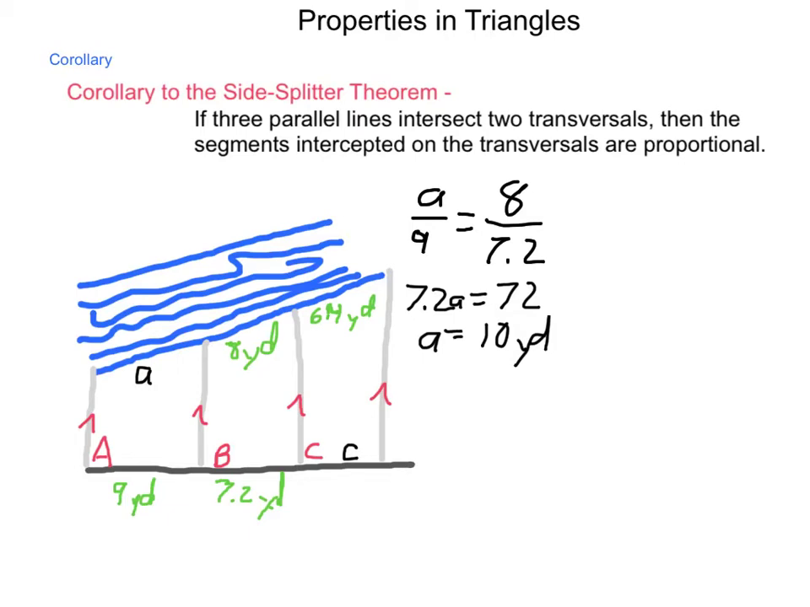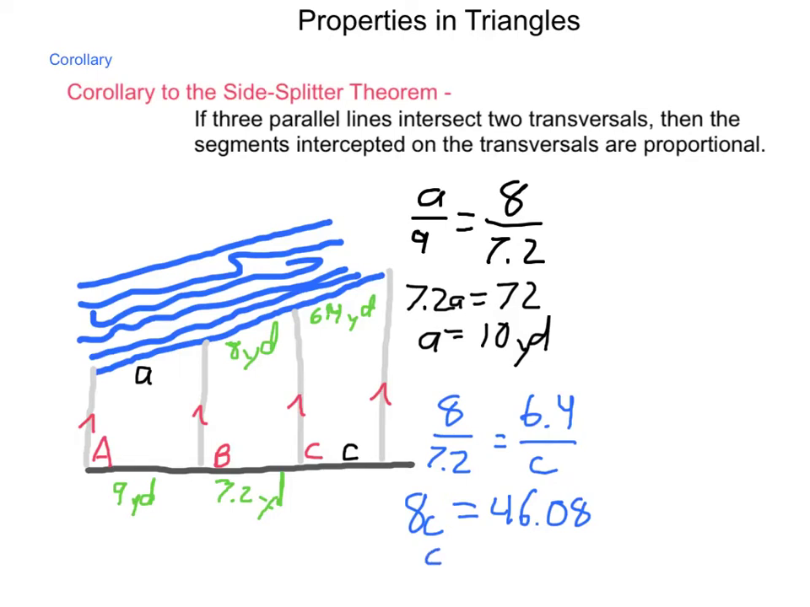Now to find C, we're going to use that same set of proportions. We have 8 over 7 and 2/10 is equal to 6 and 4/10 divided by that roadside length of C. Using our cross products, we have 8C is equal to 46 and 8/100. Dividing that by 8 using our division property of equality, we'll come out with C being equal to 5 and 76/100. So again, we're going to be using yards, so we have 5 and 76/100 yards.